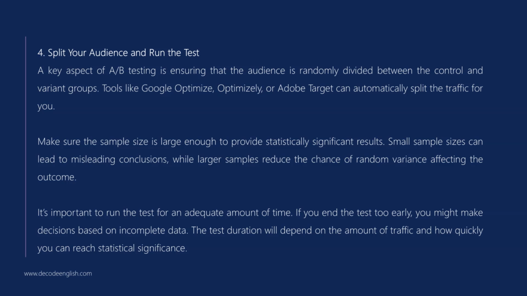4. Split your audience and run the test. A key aspect of A/B testing is ensuring that the audience is randomly divided between the control and variant groups. Tools like Google Optimize, Optimizely, or Adobe Target can automatically split the traffic for you. Make sure the sample size is large enough to provide statistically significant results. Small sample sizes can lead to misleading conclusions, while larger samples reduce the chance of random variations affecting the outcome.